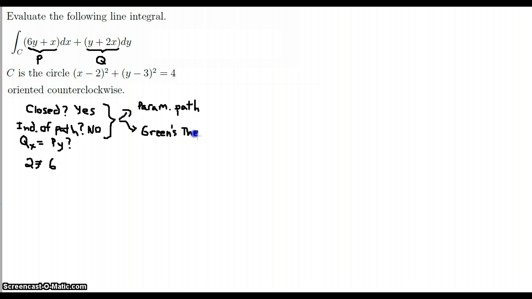Green's theorem says, as long as the functions P and Q and their partials are all continuous in the interior of the region, then if you are closed, simple, piecewise smooth, and counterclockwise, you can trade the line integral in for a double integral over the interior region, where the integrand to that double integral is Q_x minus P_y.